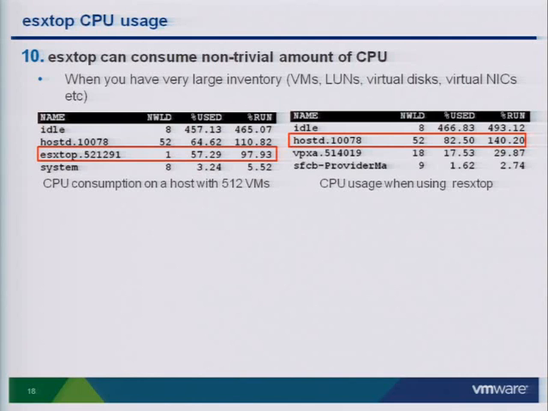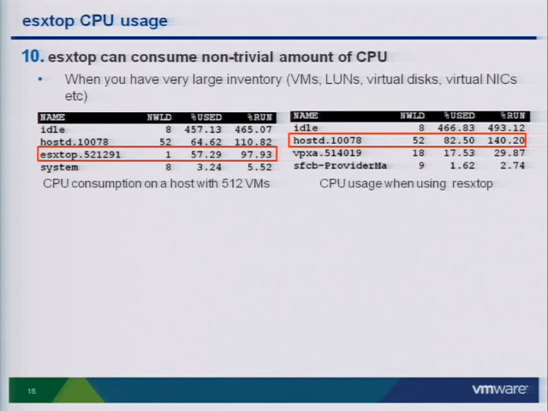So how do you solve this problem? One is, don't collect all the statistics. Just focus your collection on the statistics that you're interested in. That will greatly reduce your CPU utilization. Second, you can reduce the refresh interval. You don't want to collect every 2 seconds for all the 512 VMs. That will be a lot of data.